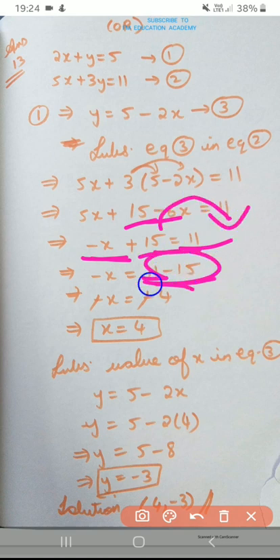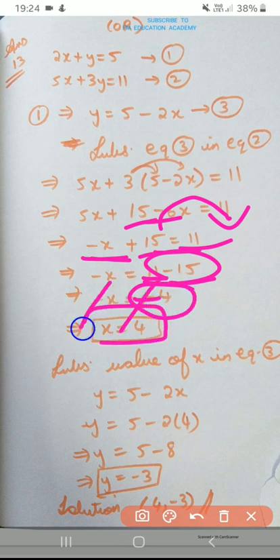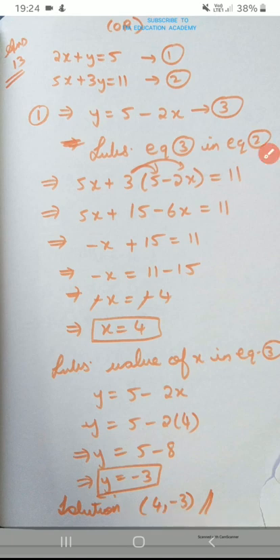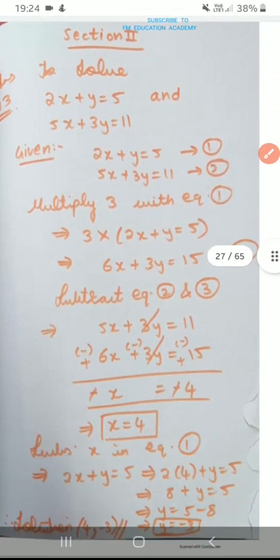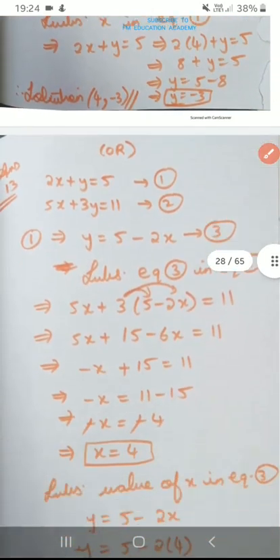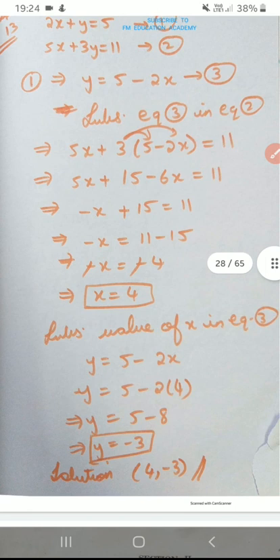What is 15 minus 11? 4. What is the bigger number sign? Minus. So minus minus will get cancelled on both sides. So we got the value of x is equals to 4. Remember in the elimination method also I got x is equals to 4. See, so any method you can use, since it did not ask method.